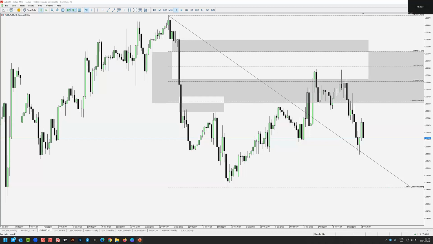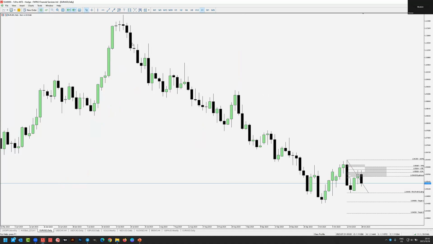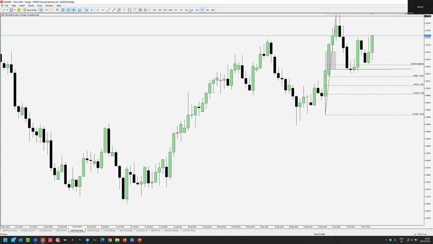So if we go to, say, the chart, let's go to the daily chart. This is Euro USD. You can see that big moves are happening going to the downside. Market is bearish. So that's the sentiment. It means the sentiment is bearish. If you go to, say, USD CAD, you can see big moves are happening going to the upside. So the sentiment on USD CAD is bullish.